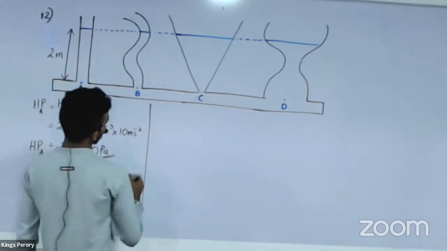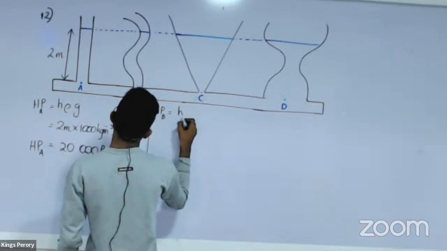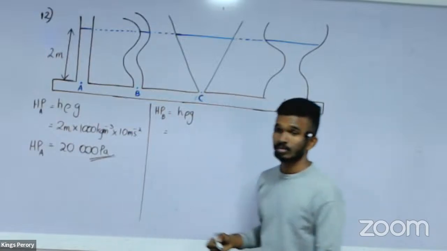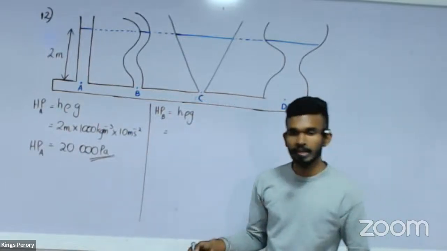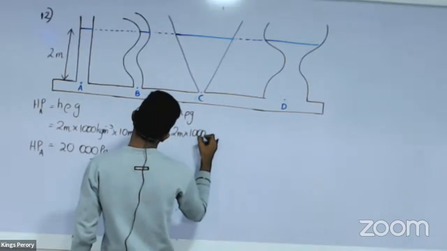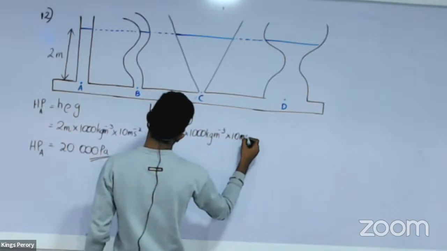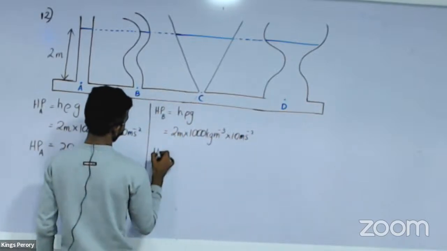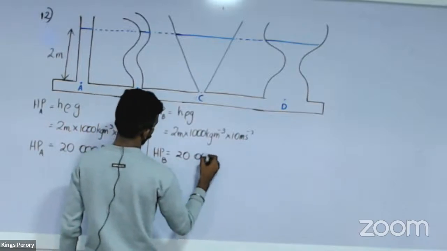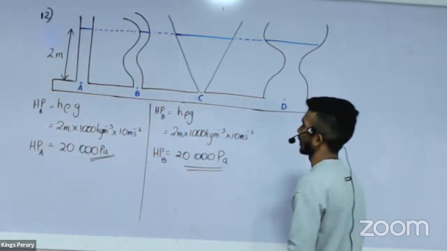Hydrostatic pressure at B. Again, h rho g. What's the depth there again? Again 2 meters, no? 2 meters. 1000 kilogram per meter cube. 10 m s to the power minus 2. What's the hydrostatic pressure at B? Again, how much? Louder. 20,000 Pascal.